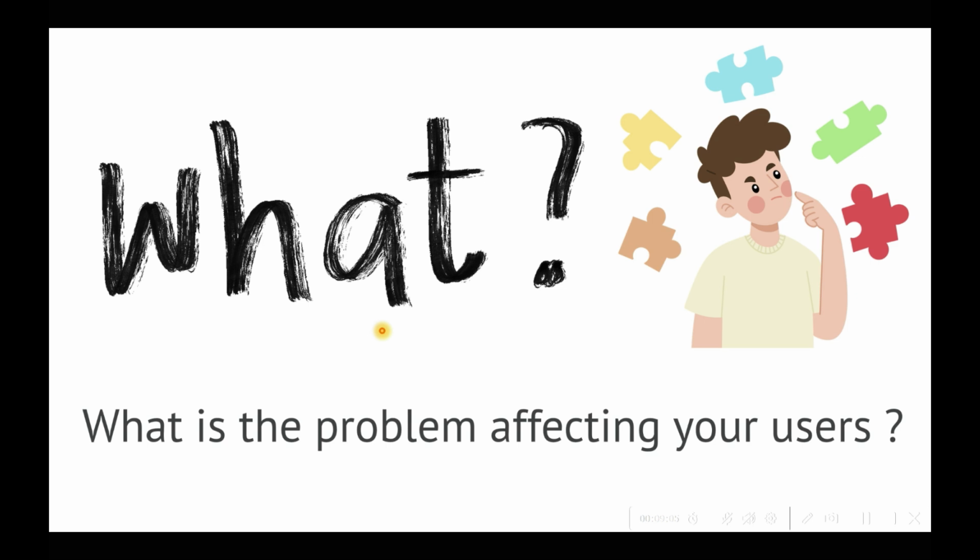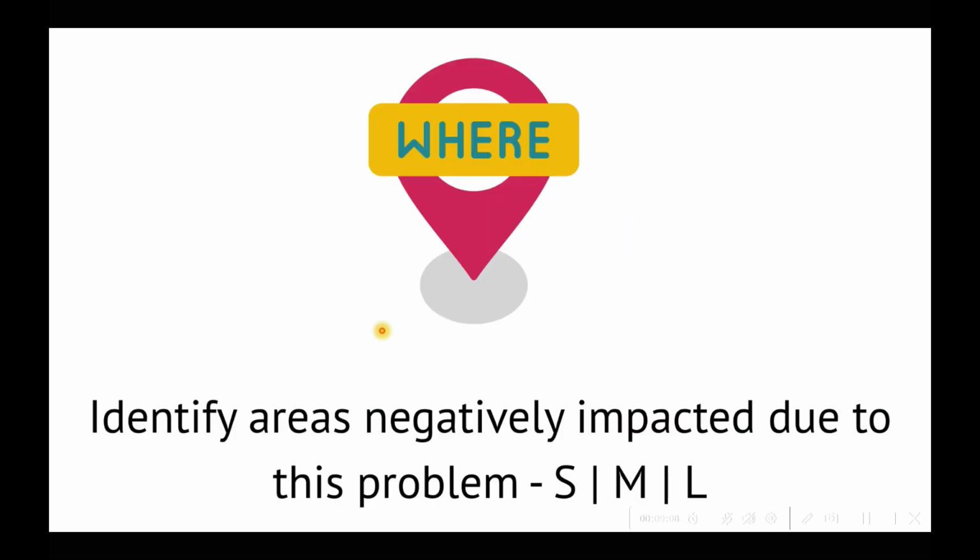Next is where, right? Now, where is basically an approach which means which aspects of the customer's life are negatively getting impacted, or maybe sometimes your business also, and how much is the impact? Is it a small impact, a medium impact, a large impact? That is the way SML, small, medium, large sizing is done here. And why it is done is because we want to really see whether this problem is really worth solving or not. So areas negatively impacted due to this problem is what essentially needs to be covered here.